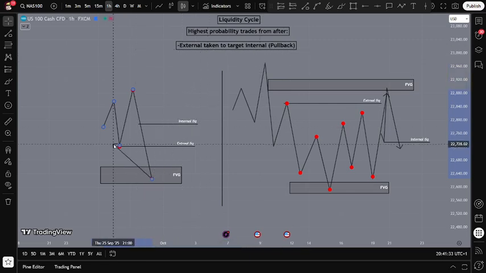So when this external liquidity got taken, you can enter from here if an entry model is provided for you to only target this internal. Anything more than that is going to be low probability because the pro trend is still bearish, so it's going to be a pullback trade.